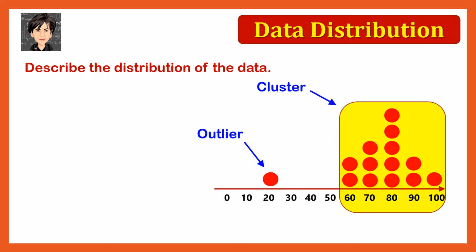The data are centered around a value of 80. The gap 30 to 50 has no data values. A distribution that is not symmetric is called skewed. A distribution that is skewed left has fewer data values on the left side than on the right side.